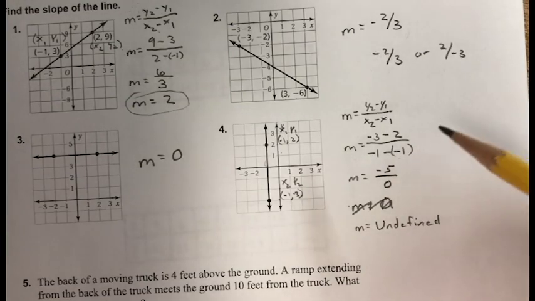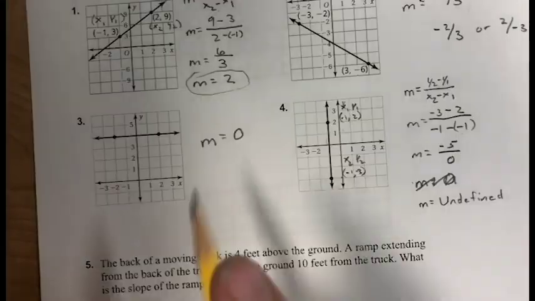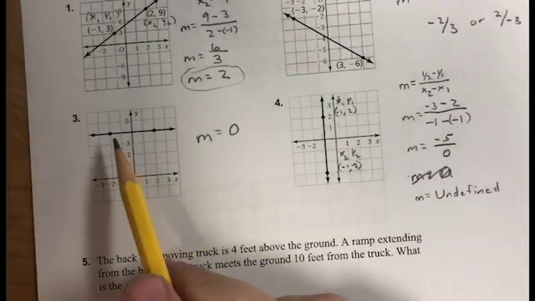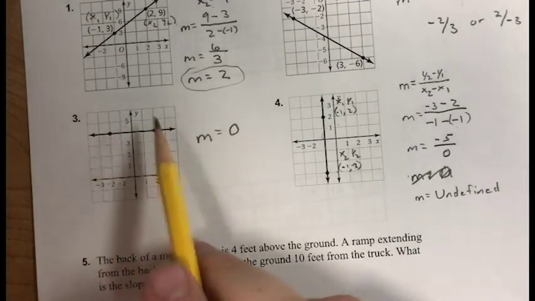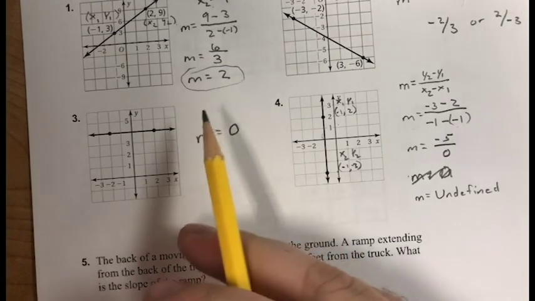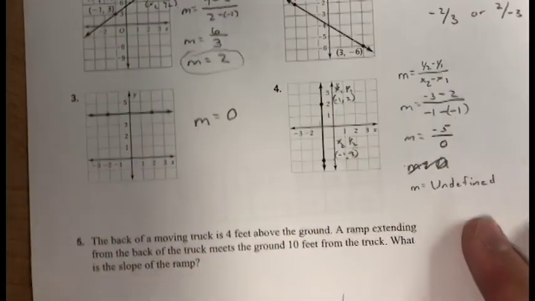It does make your life easier if you can remember that. All right, for number 3, notice that the slope was 0. This time, if you notice, you're not going up at all. You just are on a flat horizontal line. So there is no slope. It doesn't go up, it doesn't go down, so the slope is 0.